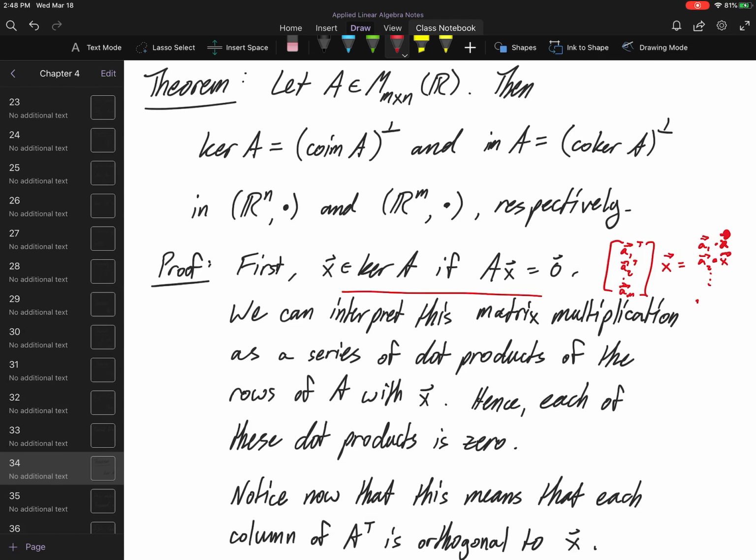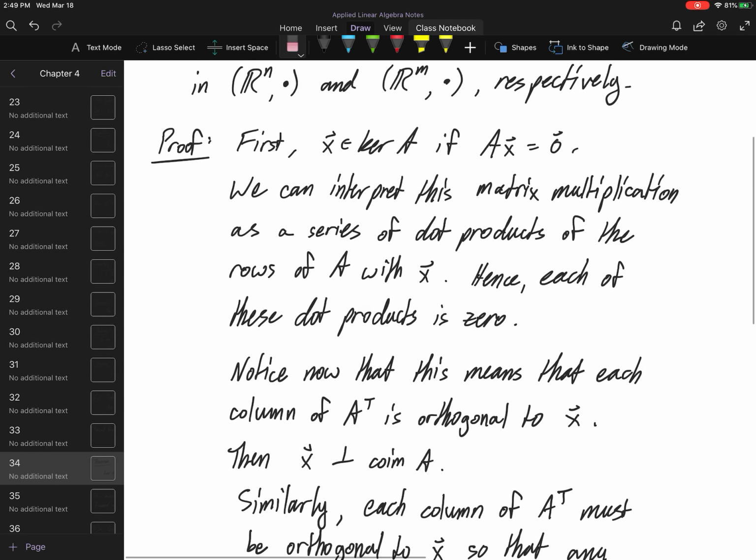I get A1·X, I get A2·X, and all the way down to AM·X. Okay, so the matrix multiplication on the left-hand side is just a collection of dot products. And if we're saying that this A times X is equal to 0, that means that every single one of these dot products on the A times X side has to be 0, right? All these vectors are orthogonal to X.